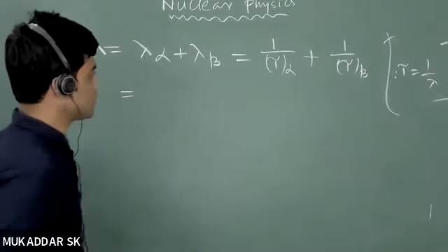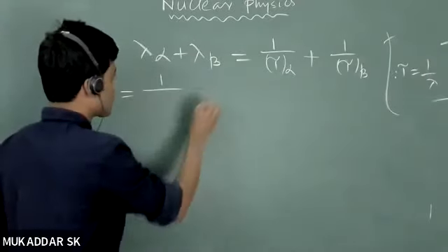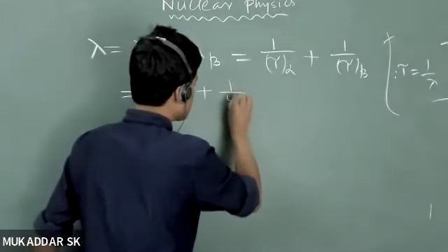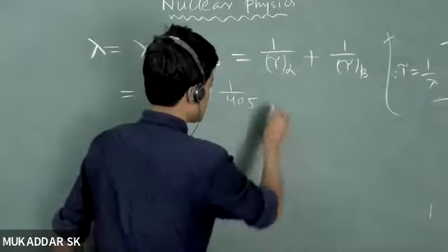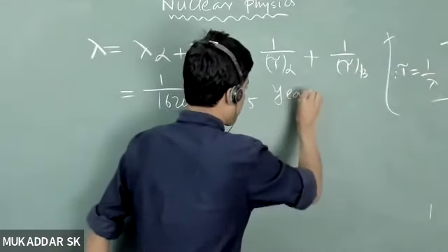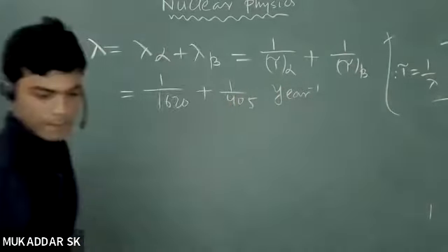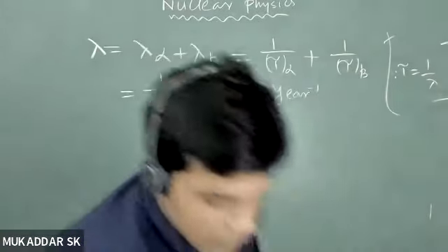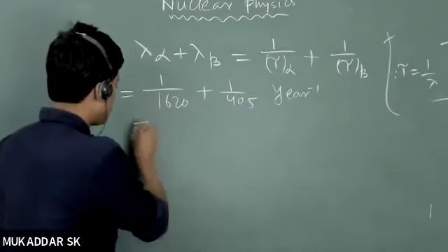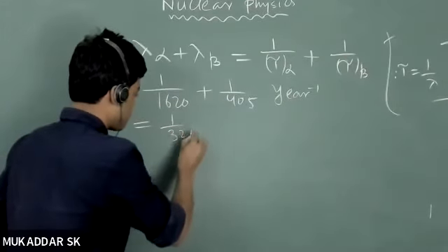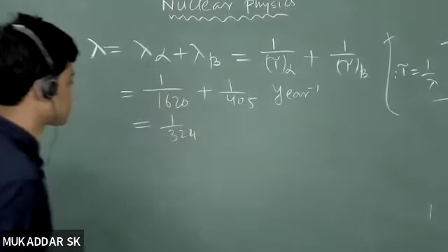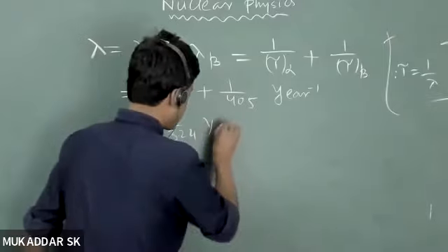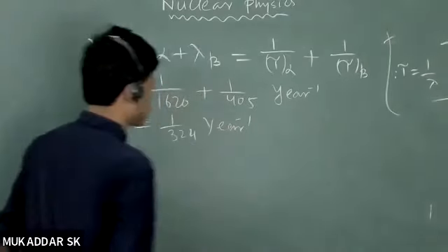So lambda will be how much? You have 1 by 1620 and you have 1 by 405, year inverse. If you calculate this value, you will basically get 1 by 324 year inverse.